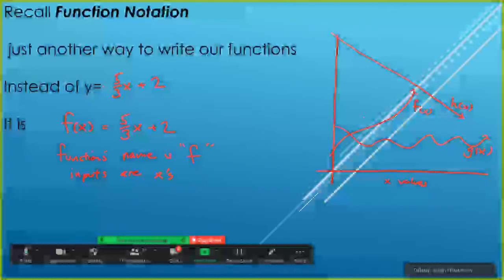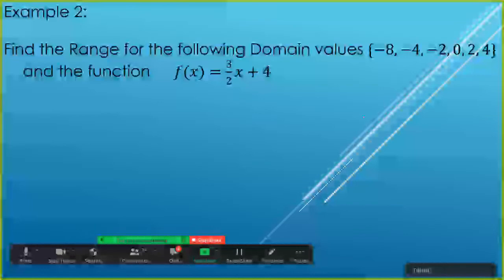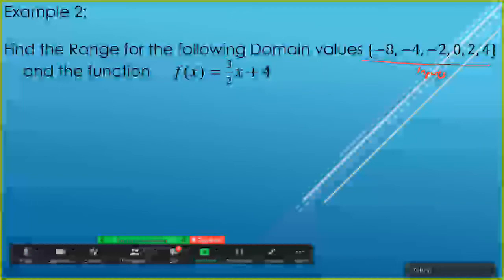Okay, so for the rest of today, and honestly, a lot of what we're going to do in the rest of Math 1, we're going to be writing our functions in function notation. So f of x. So here's another one I want to try. Here's example 2. It's just like example 1 that we just finished together. Find the range for the following domain values. These are the inputs. And the function is f of x is equal to 3 halves x plus 4. 3 over 2 times x plus 4.